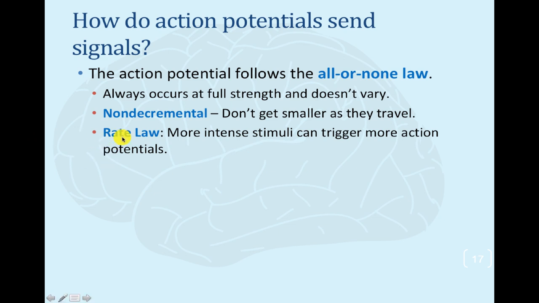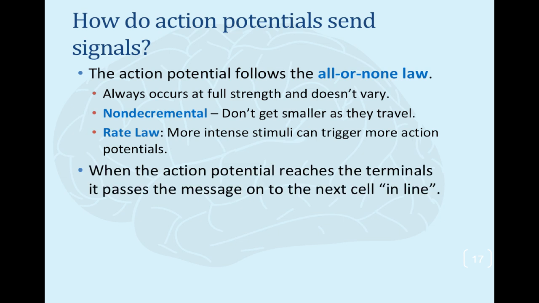That's the rate law. And then if you turn the music down, you can think of it, then the number of action potentials will decline. You'll get one action potential and then maybe a little break, and then another one and a little break. So the rate will slow down. But action potentials are all the same. They are all the same size. They don't get bigger or smaller. The intensity gets signaled by the rate of the action potentials, and that's the rate law.